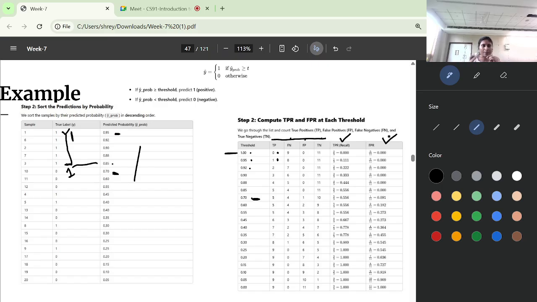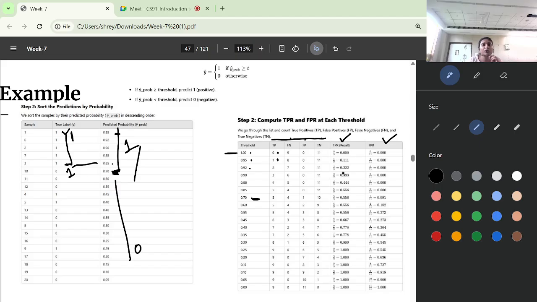Let me explain it again. The table is given to you with true label and predicted probability. Predicted probability means these are the probability of getting output 1. So I put the threshold at each and every probability. If I am putting a threshold of 0.70, it means 0.70 and higher probability will be counted as 1, the rest will be counted as 0. Using this description, calculate the confusion matrix, and using that confusion matrix, calculate TPR and FPR.